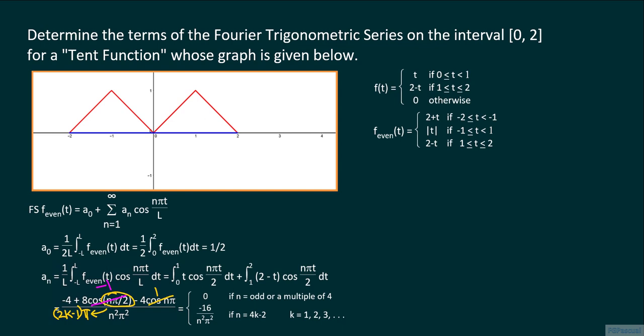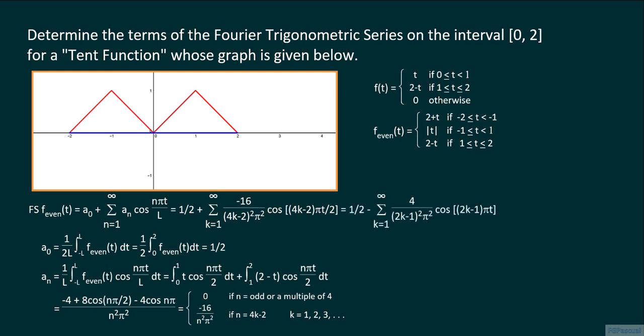We replace n by 4k minus 2, and so the Fourier series of f sub even of t equals half, plus the sum from k equals 1 to infinity, of minus 16 divided by the product of the squares of 4k minus 2 and pi times cosine of 4k minus 2 times pi t over 2. This is exactly the same as the Fourier series that we had obtained when we used the translation g to find the Fourier series of f.